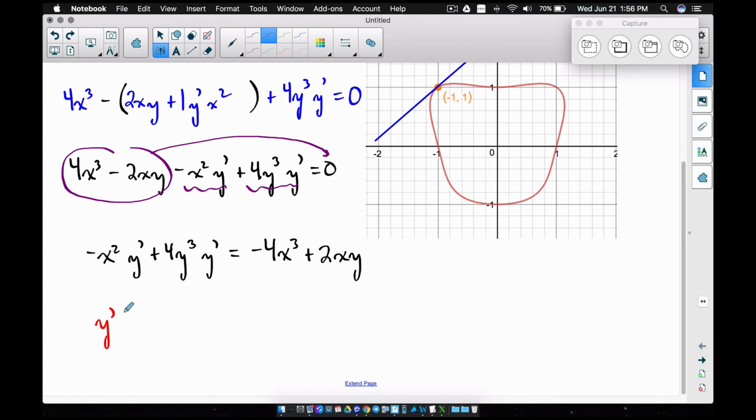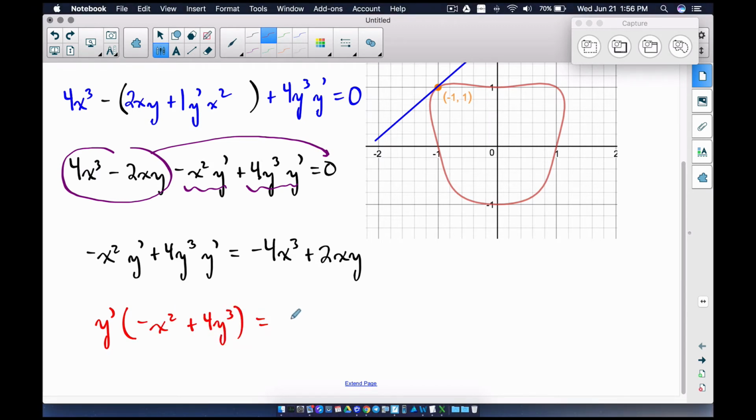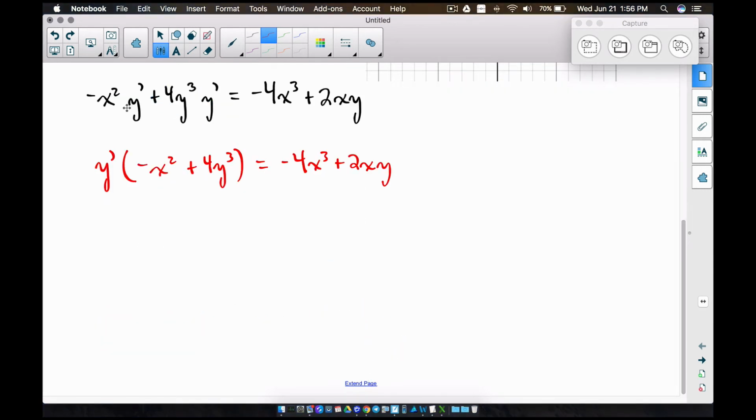So therefore we can factor out that y prime out of these two terms as a common factor. So we have negative x squared plus 4y cubed left over. And this is equal to negative 4x cubed plus 2xy. So now that we have factored out that common factor, that y prime, we can divide by all of this stuff, and that's going to give us y prime by itself.